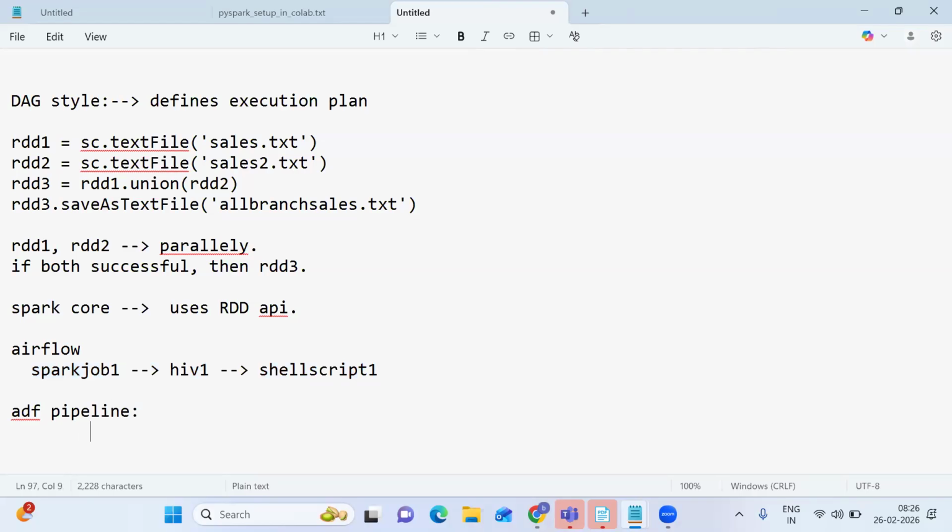Activity one. Copy data. What is it doing? Guess it. Extracting, loading. After that, Databricks notebook one. What is it doing? Processing. Where is this? Within Azure only. After that, some predictive model to be built, Azure ML, to build the predictive model. Understand? But I have a job of BigQuery.